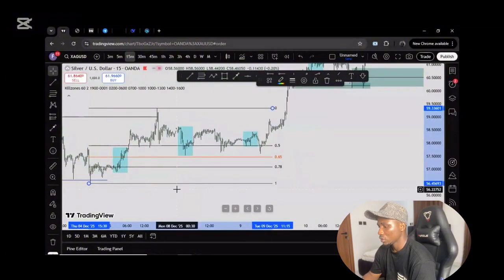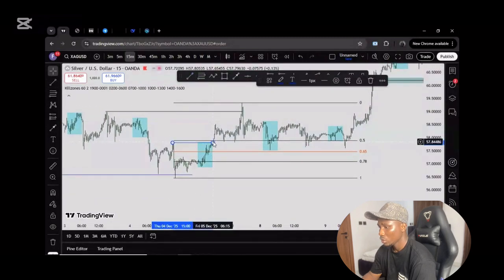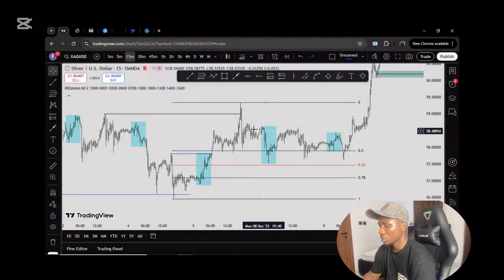Since I already saw that the market created a double break of structure here, you can see this break of structure from a lower time frame. I analyze the chart from a 1 hour time frame, a 15 minutes time frame, every single thing. After analyzing the chart, I saw this break of structure, this second break of structure, which gave me a double break of structure. So I wanted the market to come back to this level, maybe inside the 0.65 or 0.78. That would be my entry. That was what I was looking for.